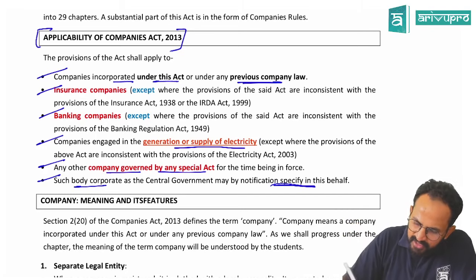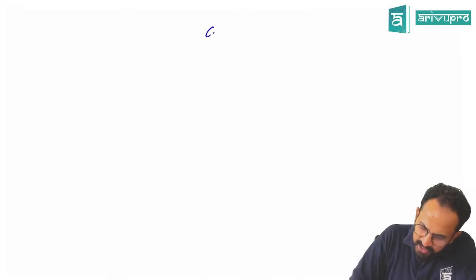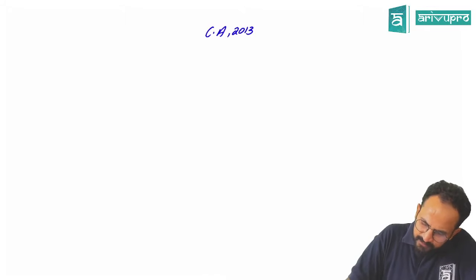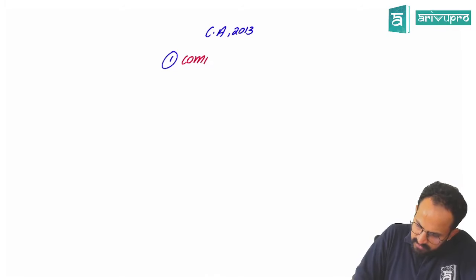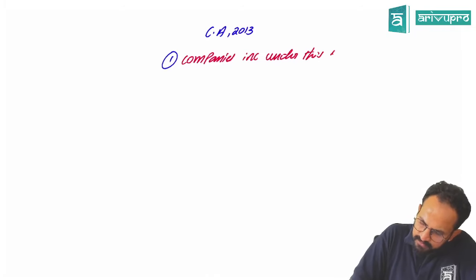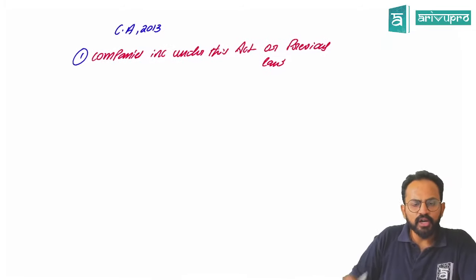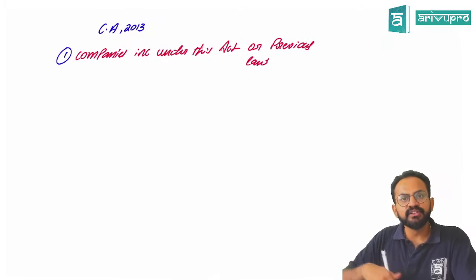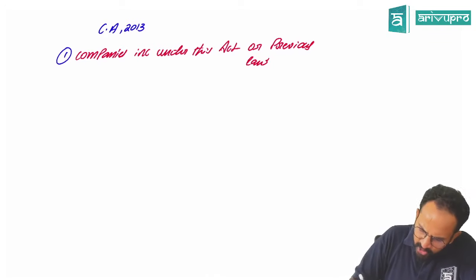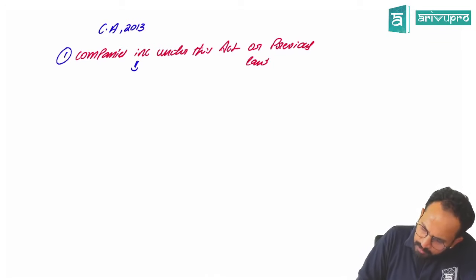Sir, in short, the Companies Act 2013 is applicable to, first thing, all the companies incorporated under this act or previous law. Sir, now what do you mean by this? Companies incorporated under this act or previous law? Sir, what do you first of all mean by this word incorporated?